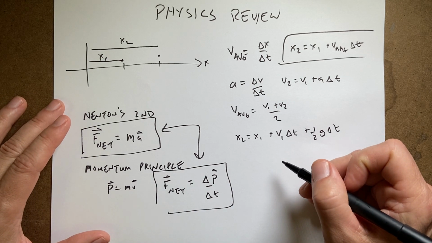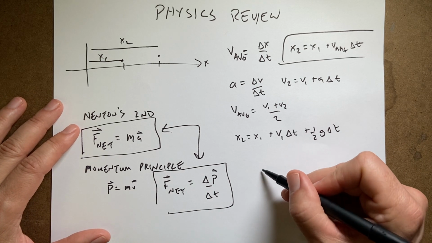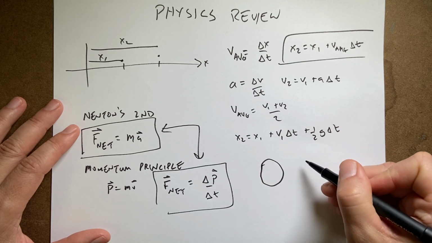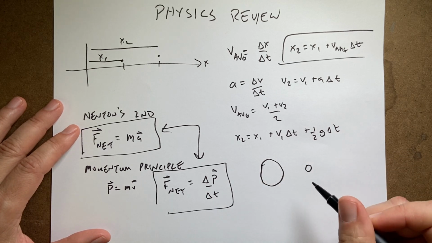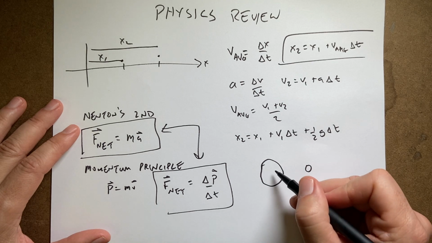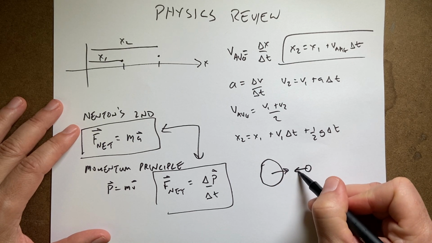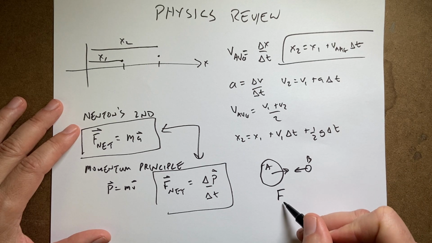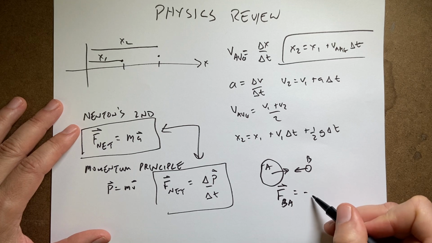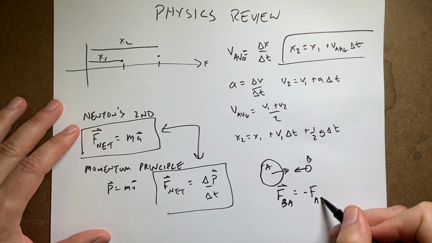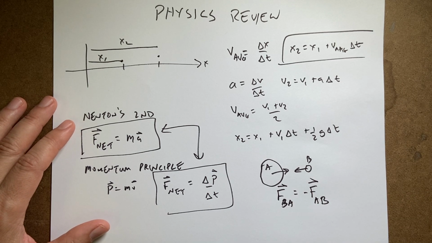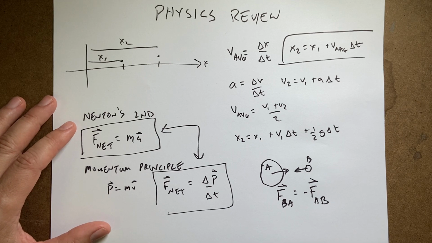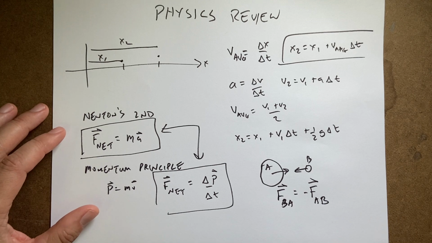Now, there's one other very important thing about forces. Let's say that these two are masses and they have a gravitational interaction towards each other. This is A and this is B. The force of B on A is equal to negative the force of A on B. Forces come in pairs. That's an important aspect of the force model.